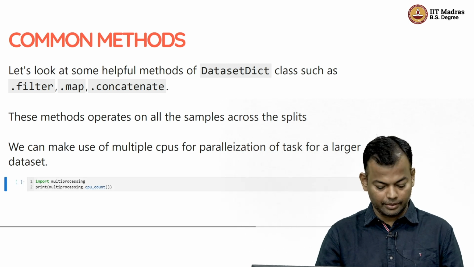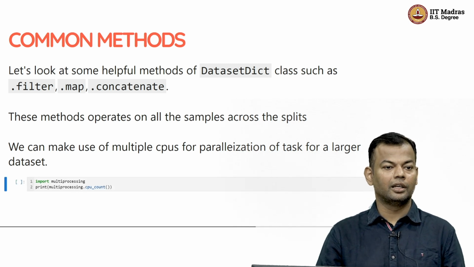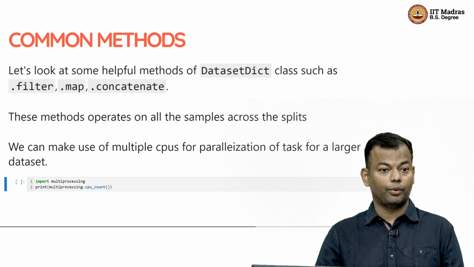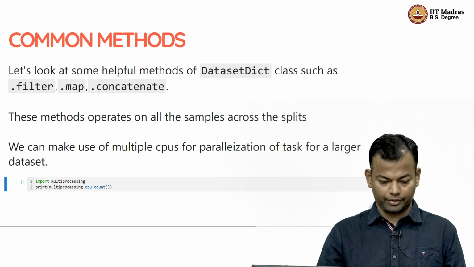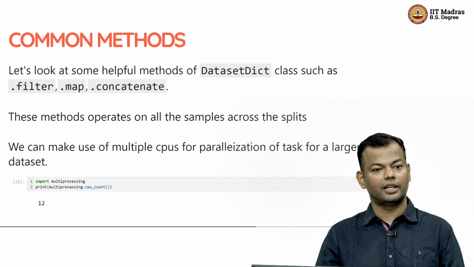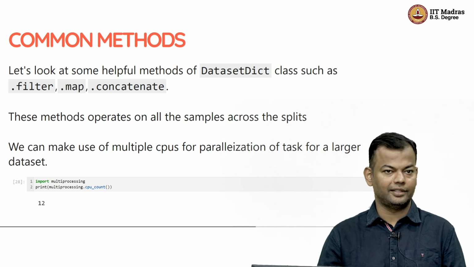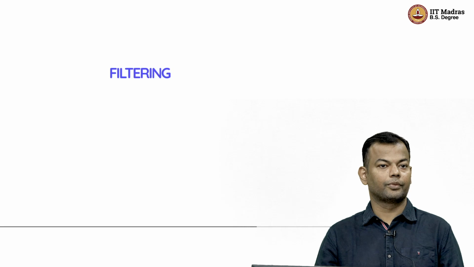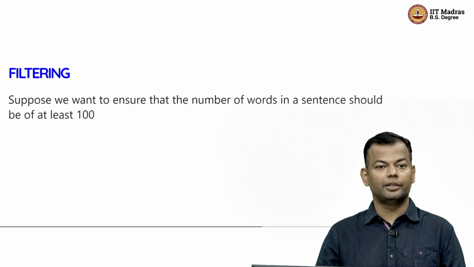So let's import the relevant library for that. We are importing multiprocessing and we are trying to count the number of CPUs. In this case, on the machine that I'm running this on, there are 12 CPUs, so we can parallelize across 12 CPUs. So let's look at the filtering method.